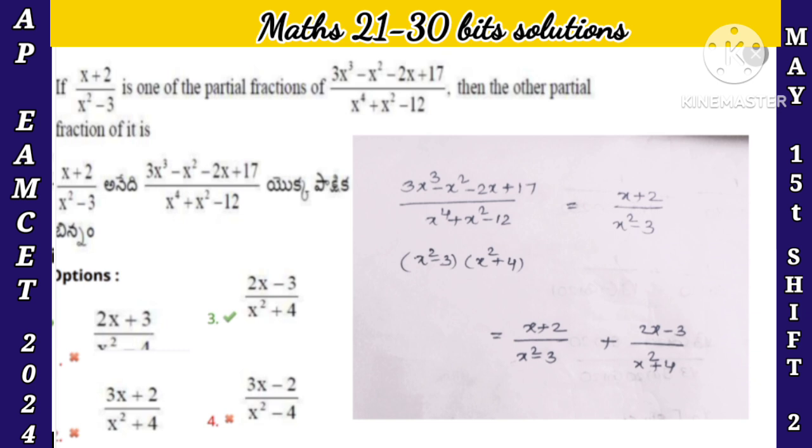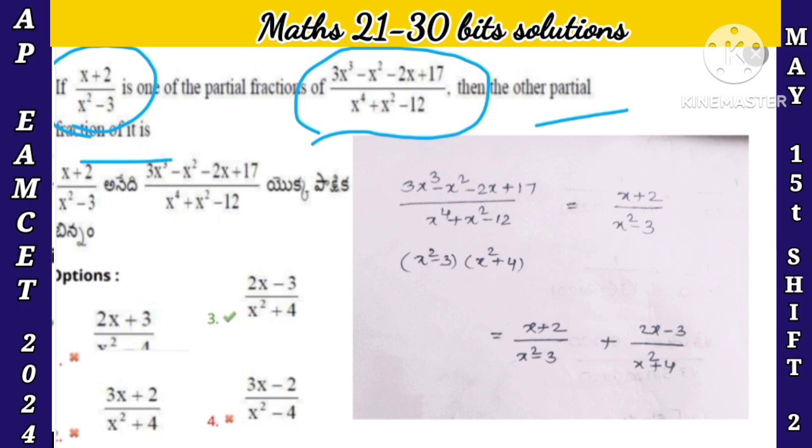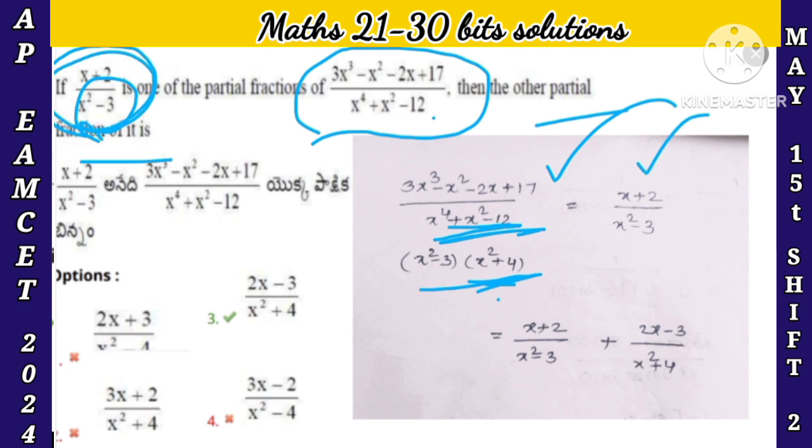If (x plus 2) by (x square minus 3) is one of the partial fractions of the given fraction, then what is the other fraction? Okay, see here. First I am writing the given question and then in the next step splitting the denominator. Already one term is given, that is x square minus 3. Automatically, by seeing the options and taking the factorization, you will get the second term as x square plus 4. One fraction is also given, that is (x plus 2) by (x square minus 3). We want the second fraction.